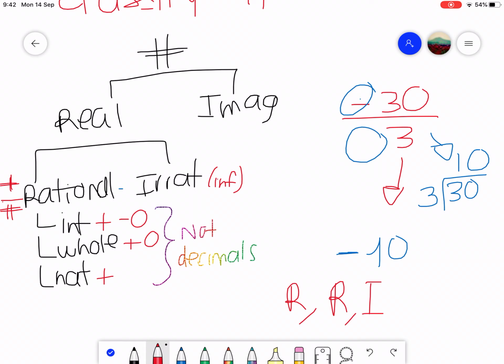Is it a whole number? No, because it doesn't include negative numbers. So no, not a whole number. Is it a natural number? No, because natural numbers are non-negative. So then you're done. Okay? Now, let's review the last topic and that will be it.